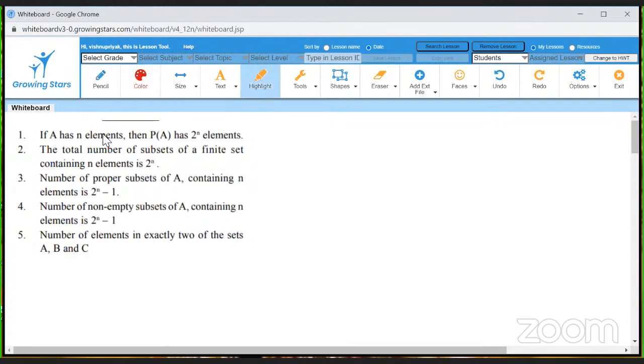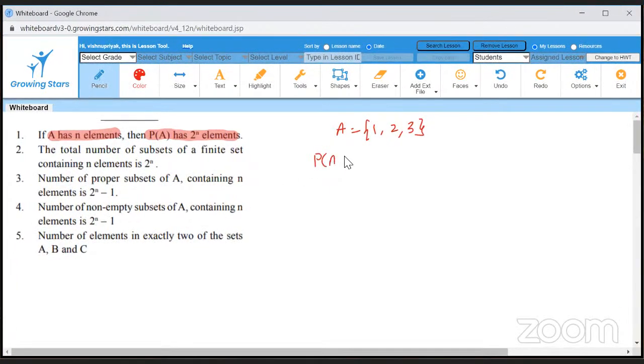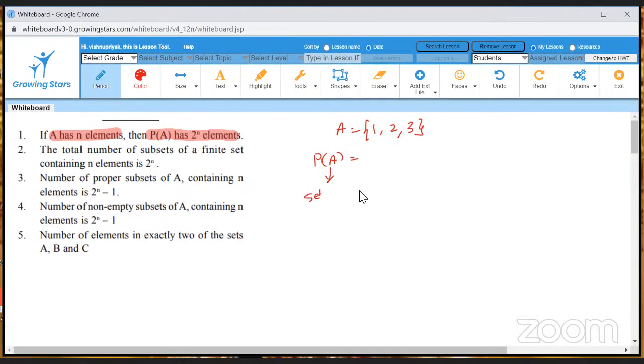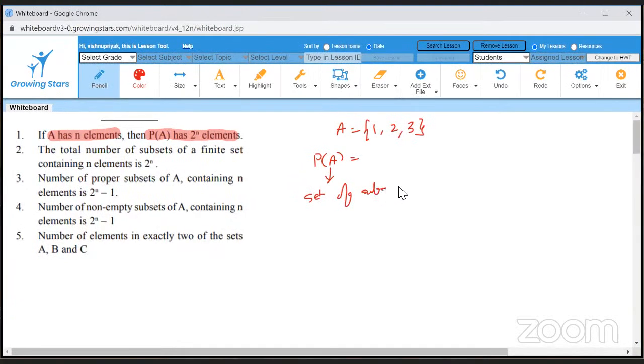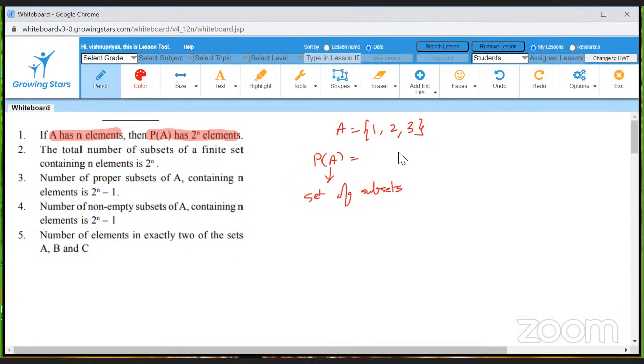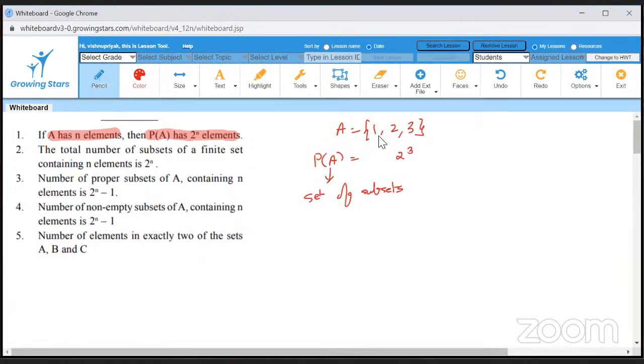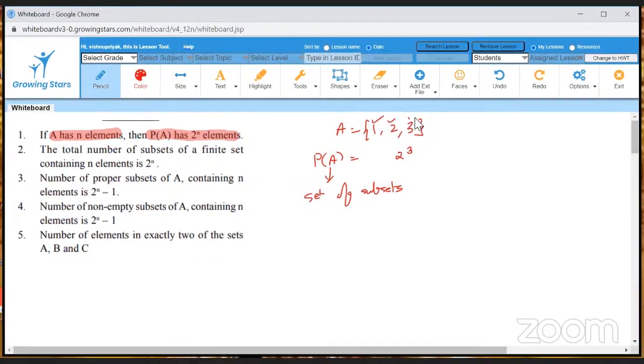Like if you see the first one, if a set has n elements, the power set has 2 power n elements. Like if in the set you have 1, 2, 3, then the power set means how many subsets? Power set is nothing but set of subsets. So how many subsets will be there? 2 power 3, because 3 elements are there, 2 power 3, 8 subsets you will get.